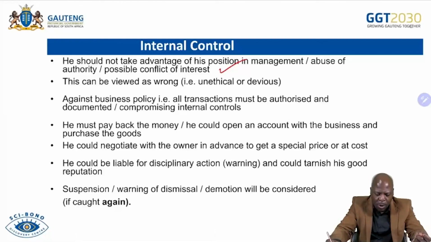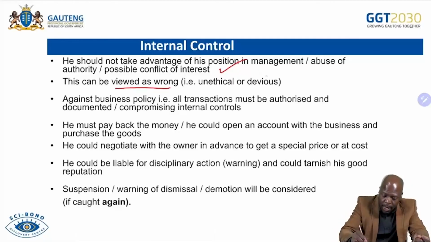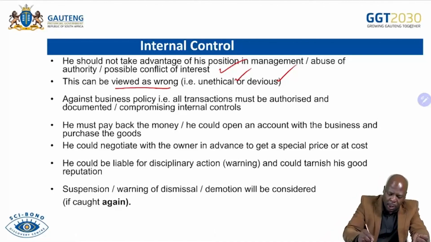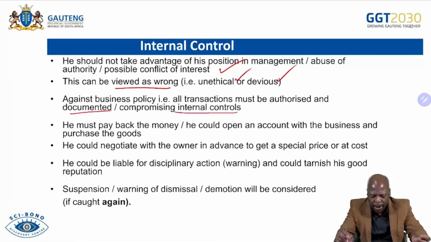It will also be viewed as wrong. Why? It is unethical or devious. This is against business policy. All transactions must be authorized and documented. All right? And compromising internal controls is what this Bradley is doing. There is a lot of compromise on internal controls.